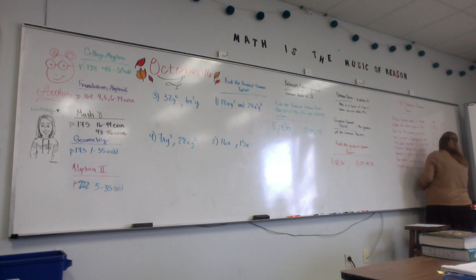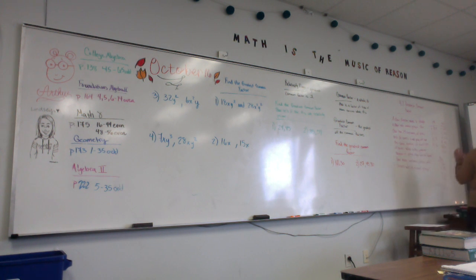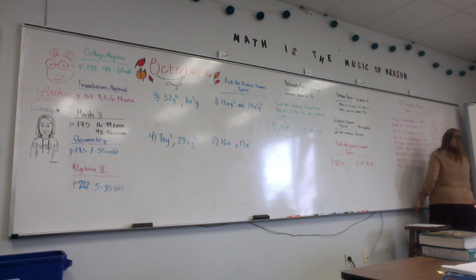And then we have to do the factors of 36. So 1 and 36, 2 and 18, 3 and 12, 4 and 9, and 6 and 6. What is the greatest common factor of all of those? 12.